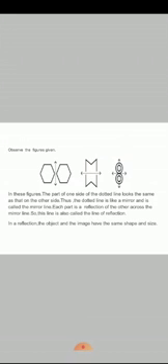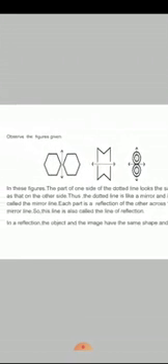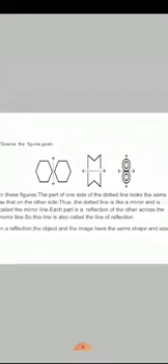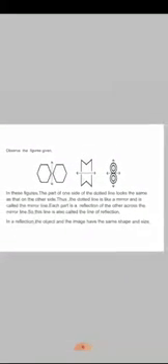Have you seen the geometrical shape here? The geometrical figure is drawn. Both the pictures are of the same size and the same shape. That's what they are saying here. In a reflection, the object and the image have the same shape and size. Okay, children? Now we'll go with the next one.